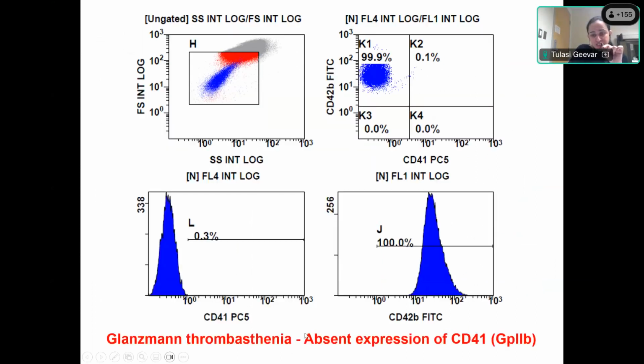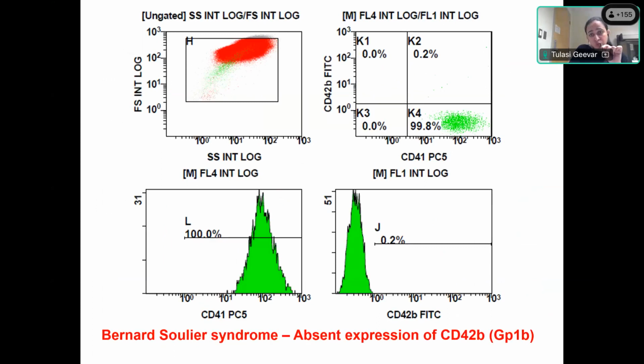So this is a case of Glanzmann's thrombasthenia. You can see absent expression of CD41, which is the glycoprotein 2B receptor. CD42b is the 1B receptor, which is normal in Glanzmann's thrombasthenia. And this is a case of Bernard-Soulier syndrome. You can see that the platelets themselves are fewer in number and are going into the red cell plot because they are much larger, almost the size of red cells. You can see that the CD41 receptor is normal, but the CD42b, which is the glycoprotein 1B receptor, is absent in this case.